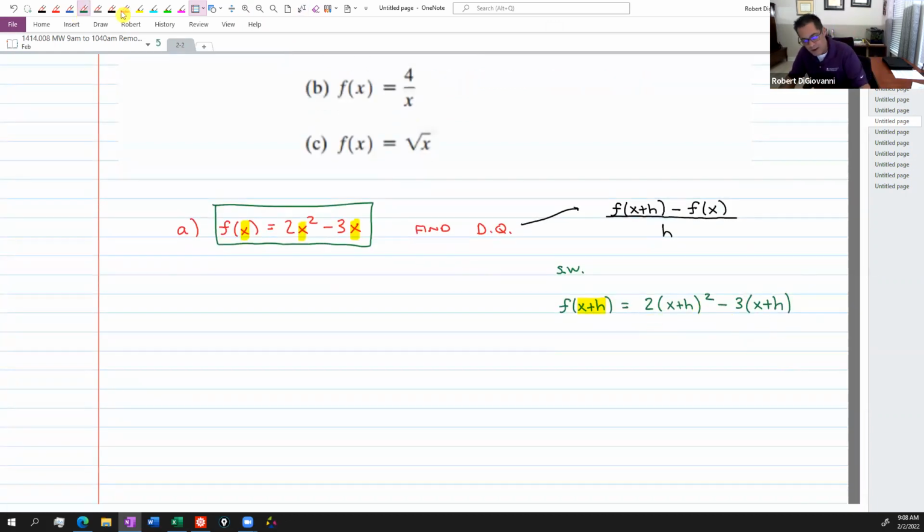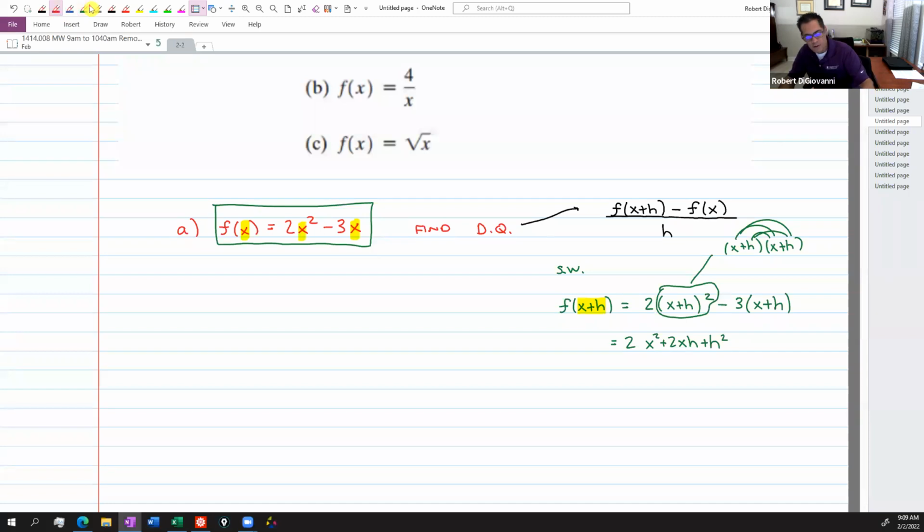So what we have to do here, and just pay attention to order of operations, is take this and square it first. You've got to do that first. You've got to do x plus h times x plus h, and then do your multiplication there. Now, I'm not going to show that work because we did it last time. I'm just going to write down what we got. We got 2, and then when you multiply all this out, you've got x squared plus 2xh plus h squared.